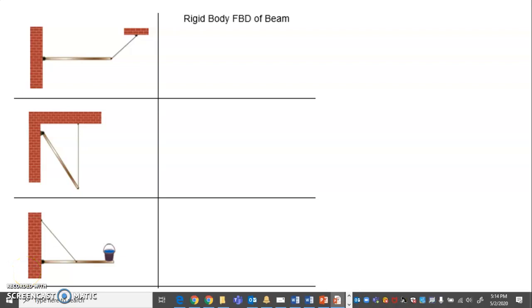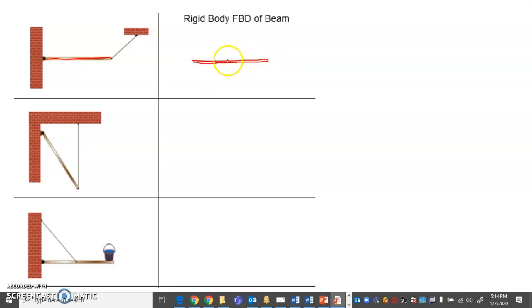Here are some more examples of drawing rigid body free body diagrams. And so we're going to be analyzing in this first one this beam that's right here. So we will draw something that looks reasonably like that. Doesn't have to be fancy. Could be just a line. We usually try to give it a little bit of depth there.